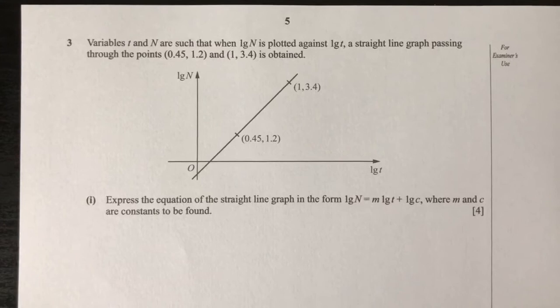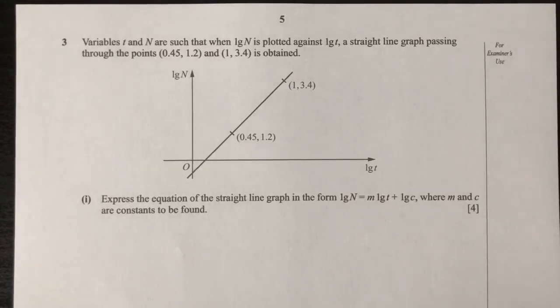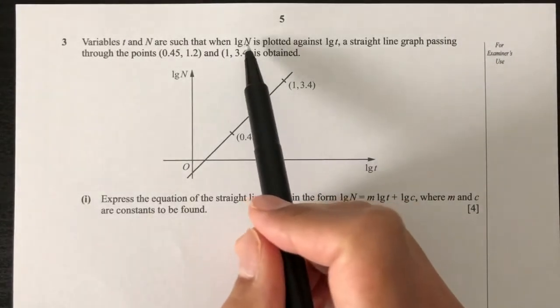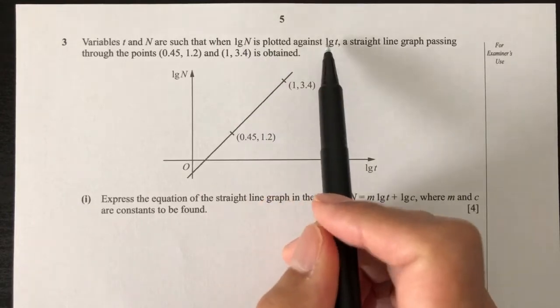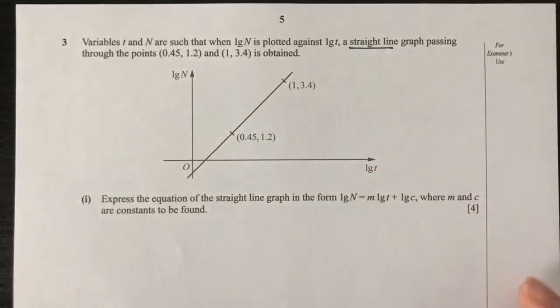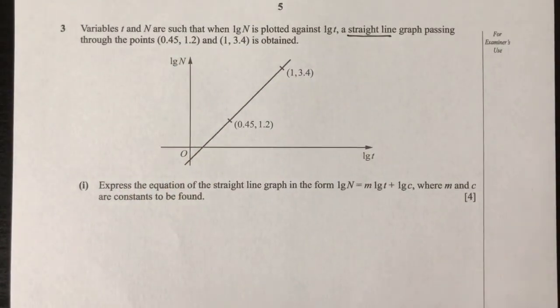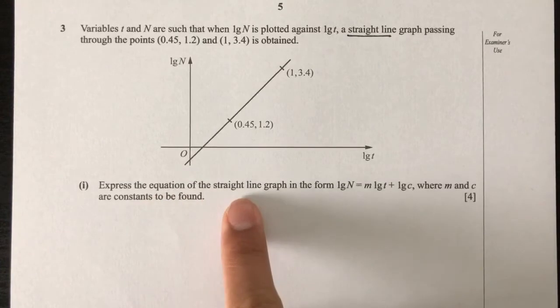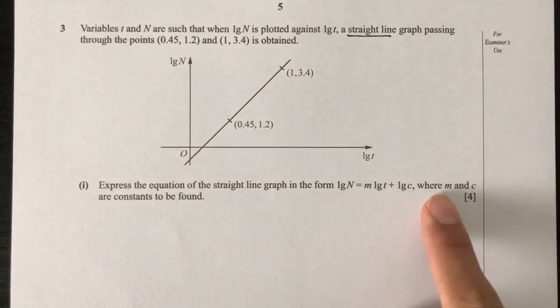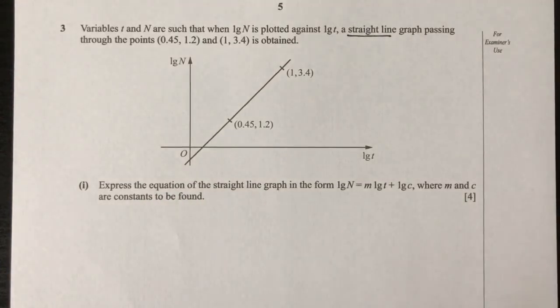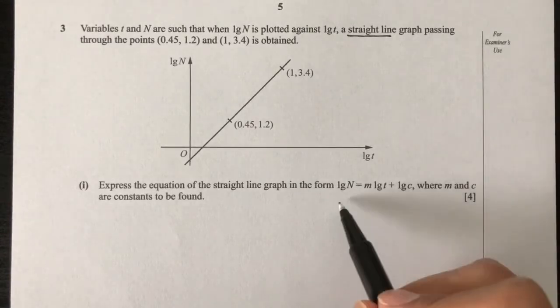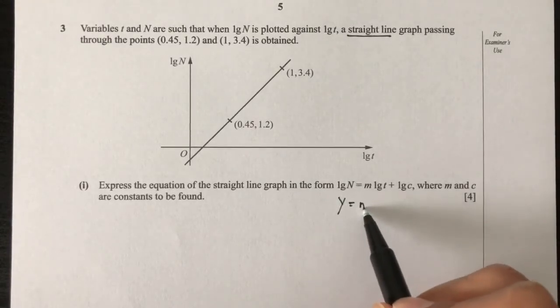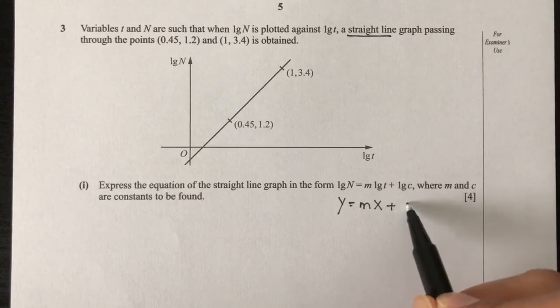Now let's move on to question number 3. Variables t and n are such that when log of n is plotted against log of t, a straight line graph is obtained passing through those 2 points. So we have 2 points given to us. Now part 1, express the equation of the straight line in this form, where m and c are constants to be found. If you observe, this looks a lot like y equal to mx plus c.